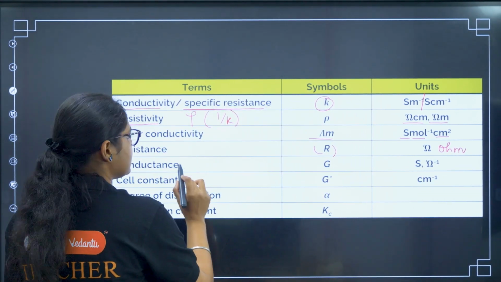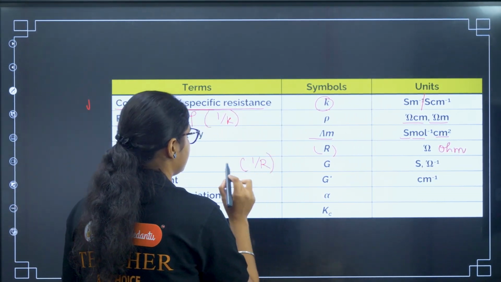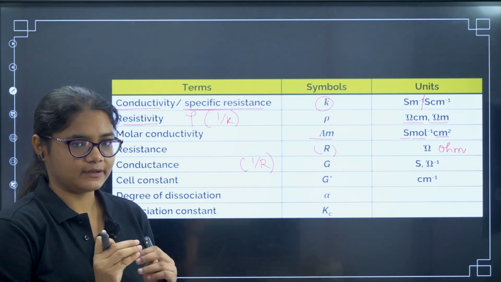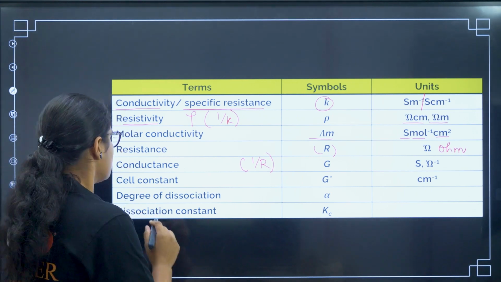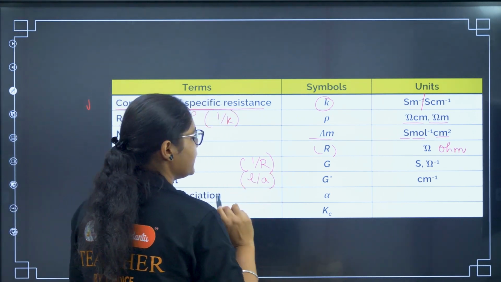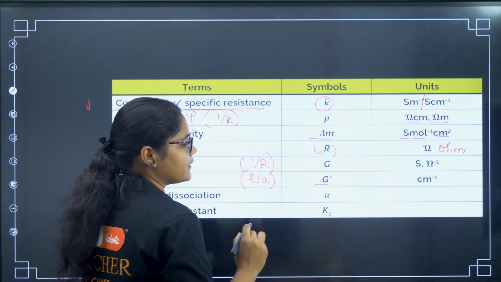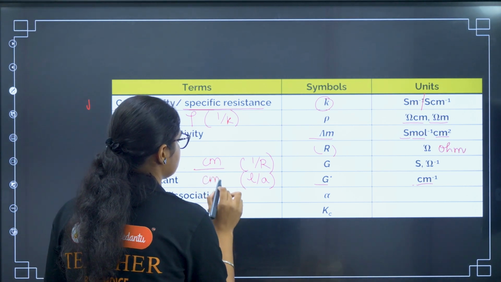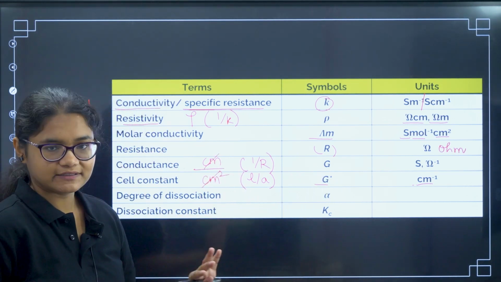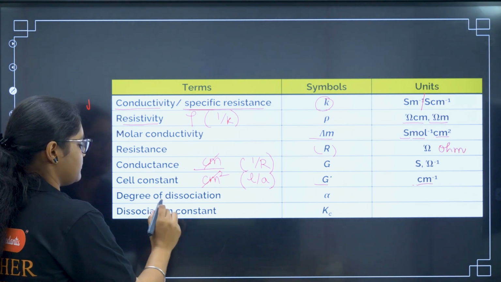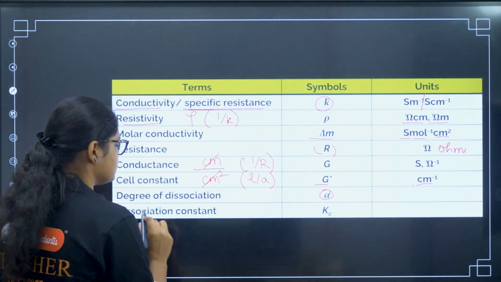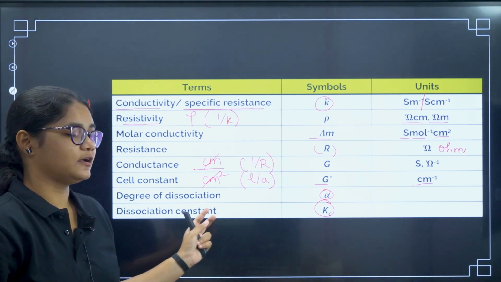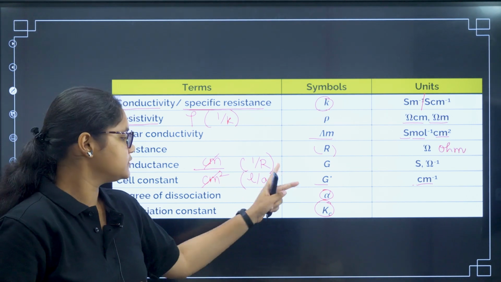Okay. Next, conductance is 1 by R, or the inverse of resistance, and the unit is S or ohm inverse. S can be written Siemens for ohm inverse, or you can write ohm inverse. Then cell constant, that is L by A. L by A is represented as G star and the unit is centimeter inverse. So you can see, suppose L is centimeter and area is centimeter square. So if we cancel, we'll get the unit of centimeter inverse. Other than that, what symbols you have to remember? Degree of dissociation is alpha and dissociation constant is Kc. Generally, students get confused between degree of dissociation and dissociation constant. So these two you have to remember.